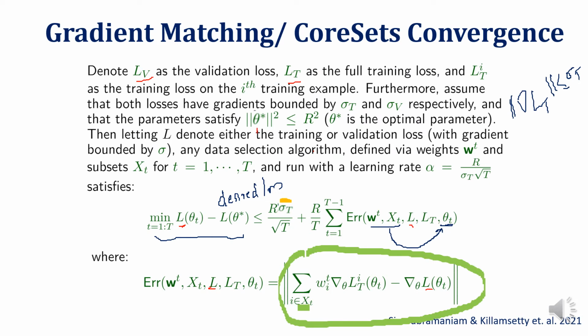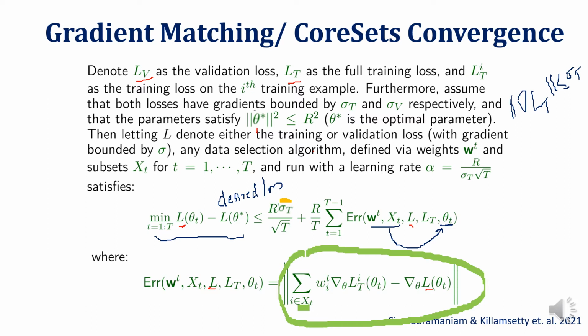We now look at conditions for the convergence of either the full training loss, in which case the L generalized in the expressions below will turn out to be LT, or validation loss, in which case L will turn out to be LV. So the convergence result shown here will help provide a strategy to select the weights, WTs, and the subsets XT, which in turn will influence the parameters theta t.